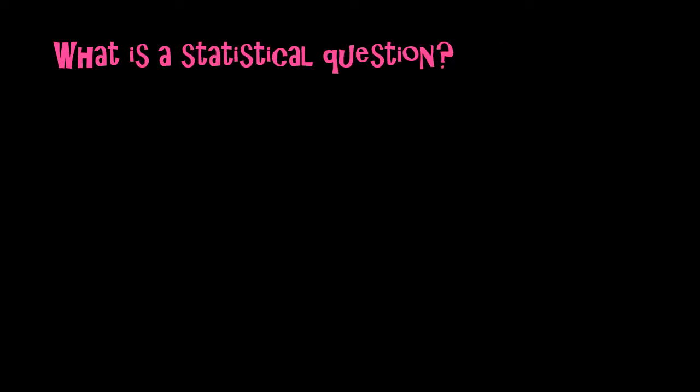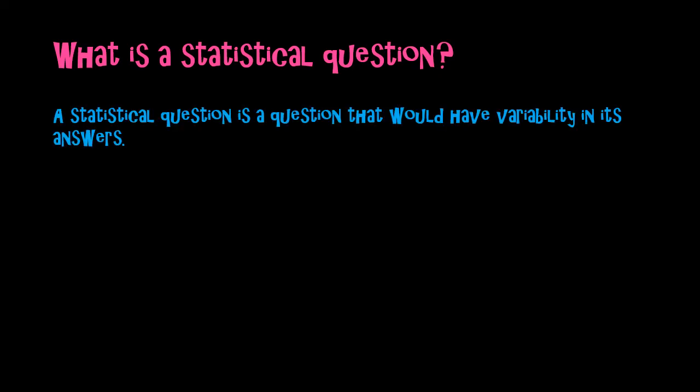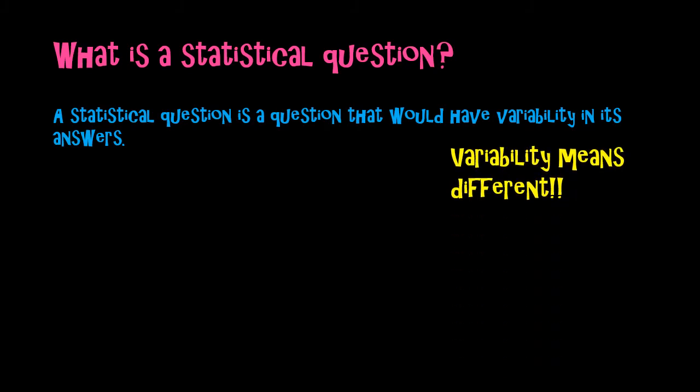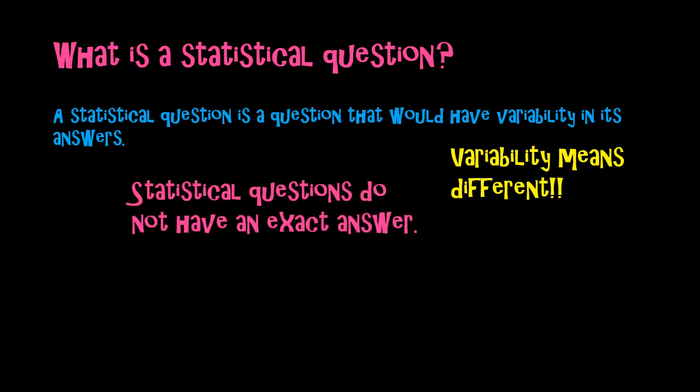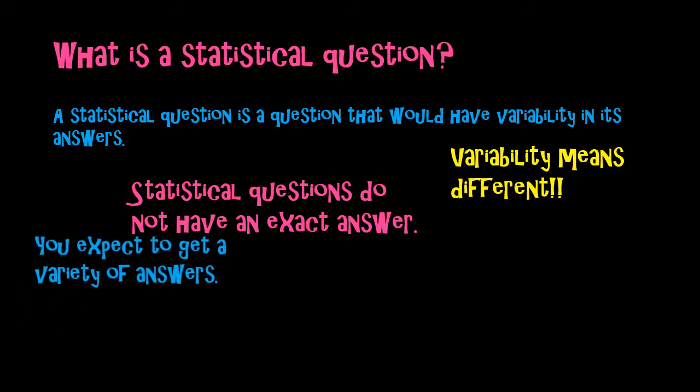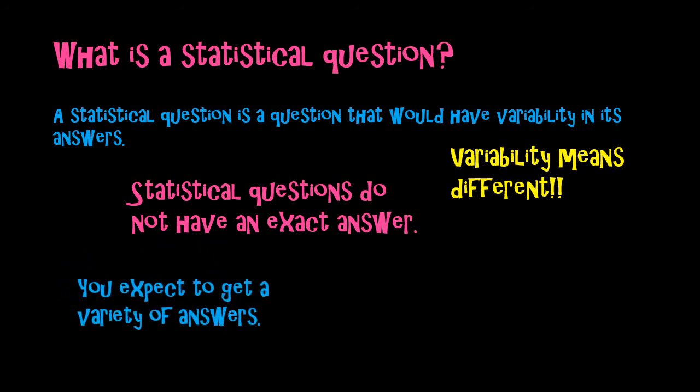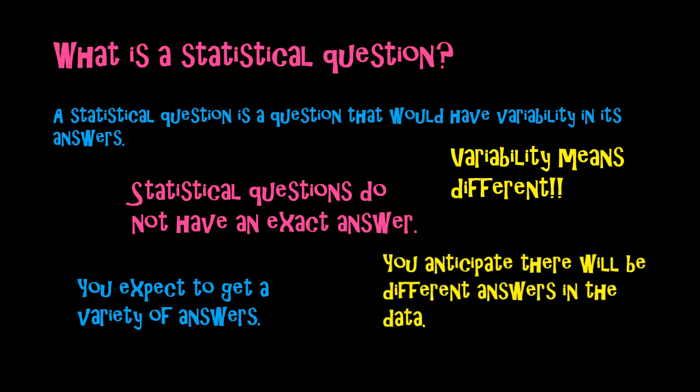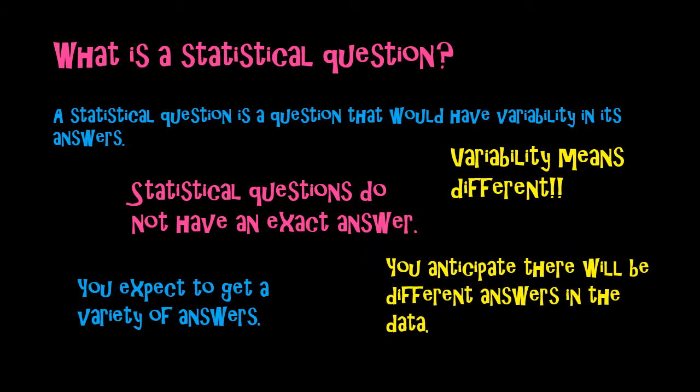What is a statistical question? A statistical question is a question that would have variability in its answers. Variability means different. So we want to see a lot of different things when we ask these types of questions. Statistical questions do not have an exact answer. You're not going to say yes or no. You're going to have a broad spectrum of answer choices. You expect to get a variety of answers, and you anticipate that there will be different answers in the data.